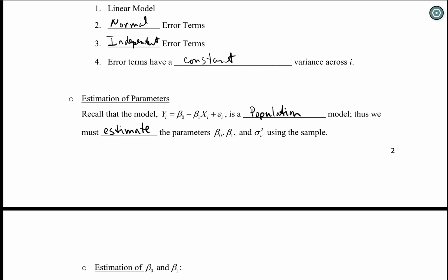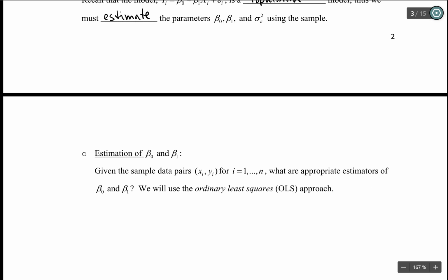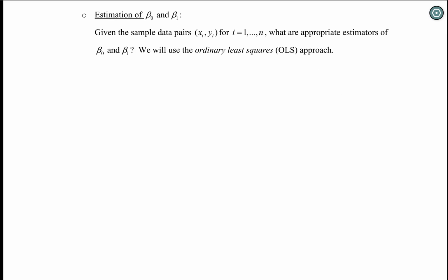On this next page we're going to look at how you come up with an estimate for the intercept, which is beta naught, and an estimate for the slope, which is beta 1. So the motivating question here is, given sample pairs for i goes from 1 to n, what are appropriate estimators for beta naught and beta 1? We're going to use an approach called the ordinary least squares approach. I'm going to set up a picture here to motivate this approach, and hopefully at the end of it you'll see why it's called the least squares approach.